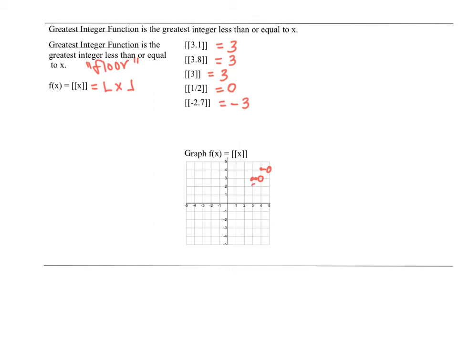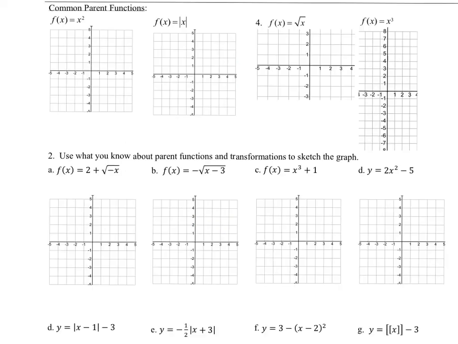Okay, so same happens at 3. If I'm exactly at 3, the floor is 3. If I go to 3.999, it's 3, but once I hit 4, it hops up to 4. Okay, once you can kind of see that pattern, I'm going to go ahead and continue it. Okay, so that's the general parent function of the greatest integer function.